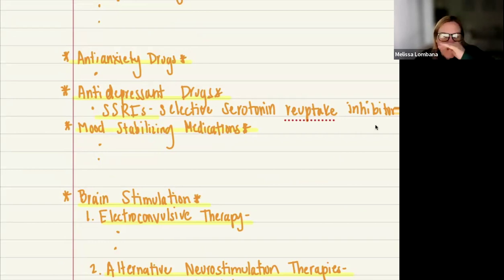And this is where it blocks the reuptake of the serotonin so that it stays more in the, oh my gosh, forgot, the synapse. So then the receptor sites can take in more serotonin, okay? Because what they found is that people with depression, anxiety, they are lacking serotonin, okay? Okay, and then the last one is going to be mood stabilizing medication.